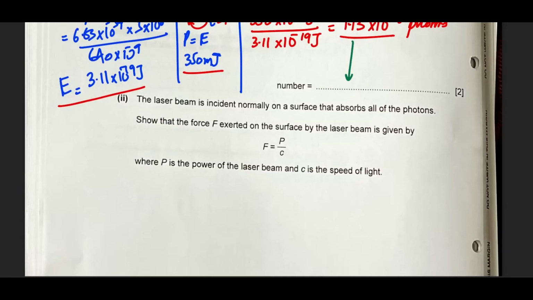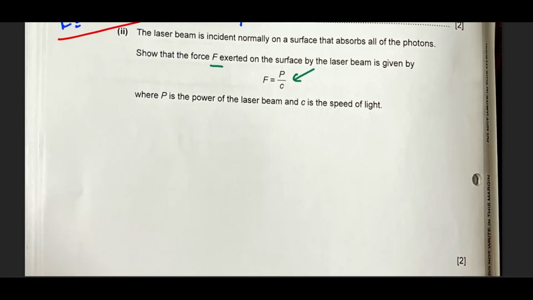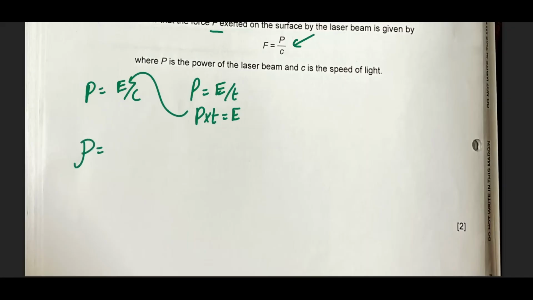So write this down over here. He said the laser beam is incident normally on the surface and absorbs all the photons; show that the force exerted by the laser on the surface is given by this. No problem. So momentum equals E divided by c, right? And we understand that power is equal to energy divided by time. So in place of E, we have E = P × T. Let's replace that over here. So momentum is equal to power multiplied by time divided by c.